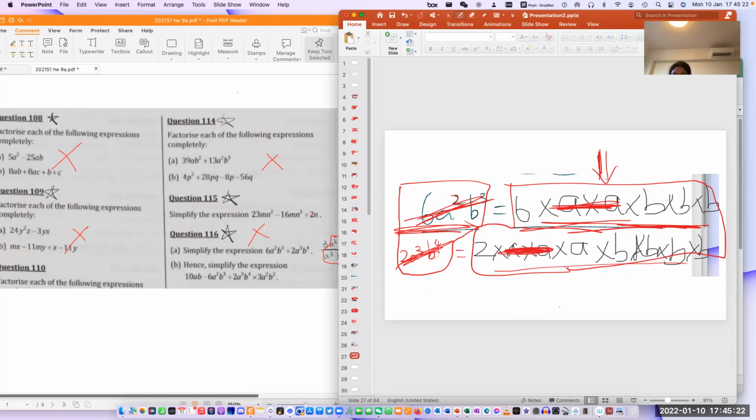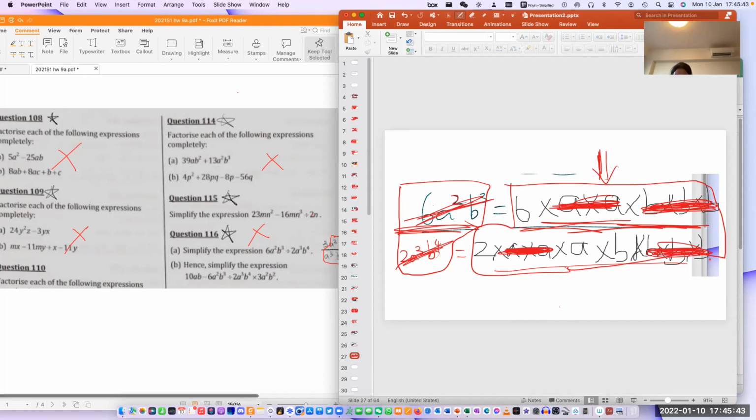You know that you can cancel or not? If you have A and A above, A and A, both numerator and denominator, you can cancel, right? That's why I cancel the 2A's here. I cancel 2A's. I have 3B's here. I cancel. I also have 3B's here.